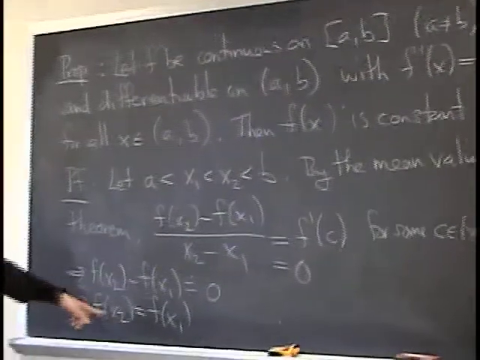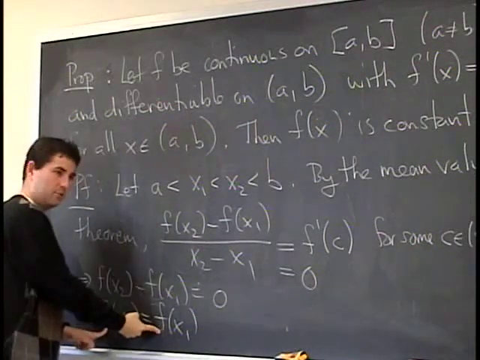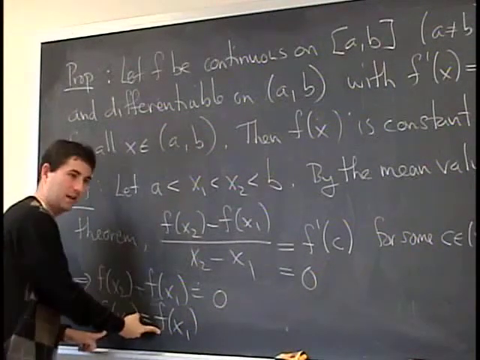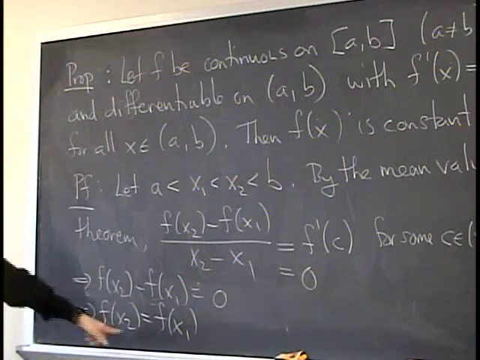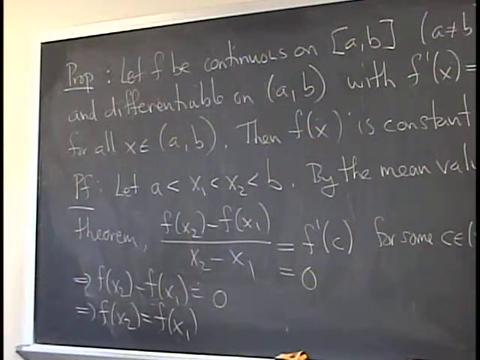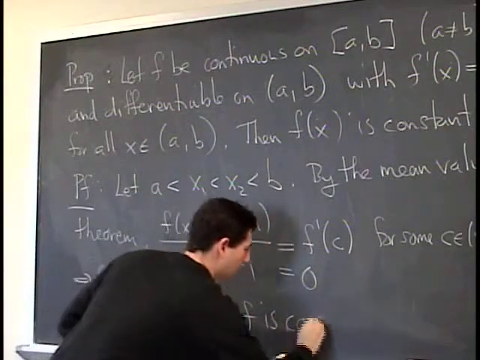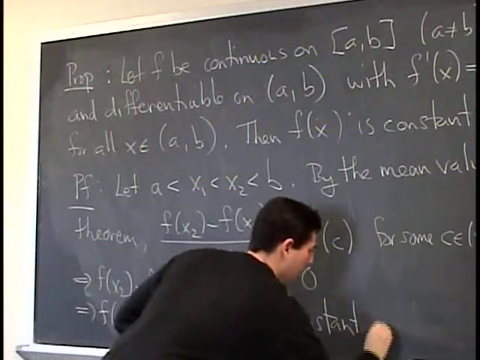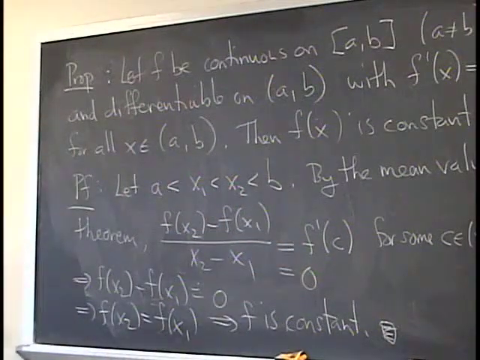What does that say? It says it doesn't matter what values I put in, f treats them the same. It spits out the same number. That means f is a constant function. That's what constant means: you put in different numbers, you get the same thing out. So f is constant. The little squiggly square box says end of proof. That's what we want. F is constant.